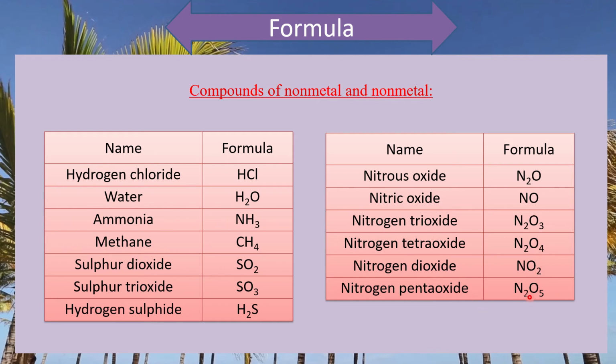Nitrogen pentaoxide, N2O5. These are some common compounds of non-metal and non-metal. There are not so many compounds of non-metal and non-metal, so you will practice writing the compounds of non-metal and non-metal. You will practice these compounds.